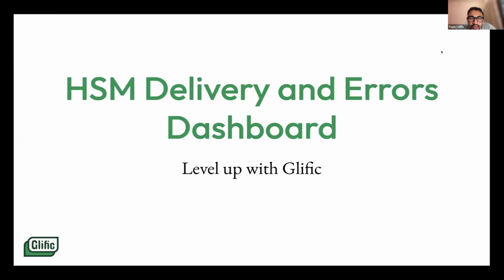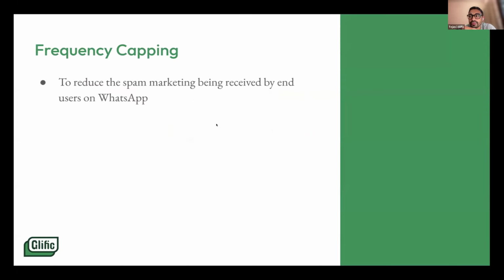Okay, so the delivery dashboard. The major reason and the context that we're living in right now, where having something like this, where you need to know which messages were not delivered to your users, is the main need of the hour, and the reason is because Meta has introduced something called frequency capping. I'll take a few seconds to explain frequency capping.